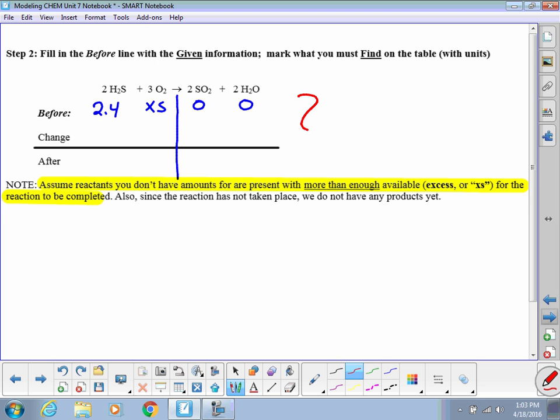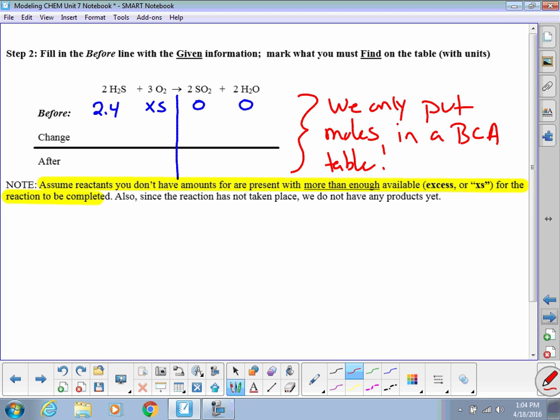The other thing that's really important with this is that in the BCA table, we only put moles in a BCA table. Never mass. We're going to see a question in the examples later where we're going to start with a mass value. A BCA table only ever gets moles of substance put into it. So if I had started with a mass of hydrogen sulfide, I would have had to convert that to moles, and we've done that in the past. Mass divided by the molar mass of the substance gives us the moles.